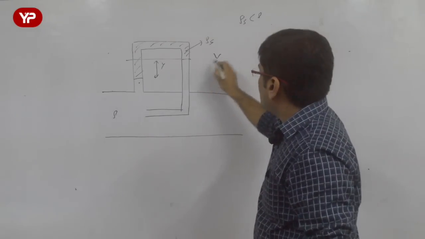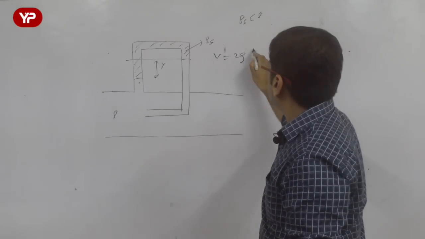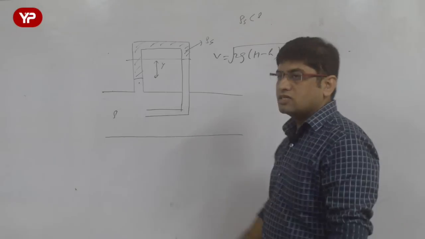Now what is the velocity? Let's say this is y. So we know that v is equal to root of 2g into capital H minus small h. This is what we have known. This is how it is done.